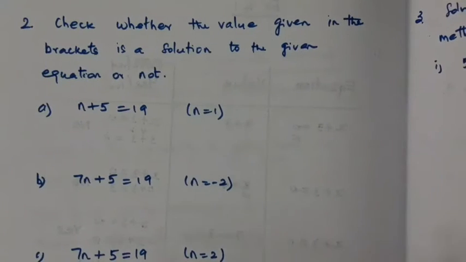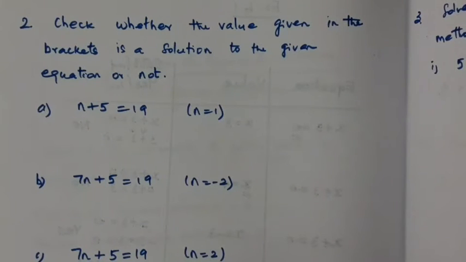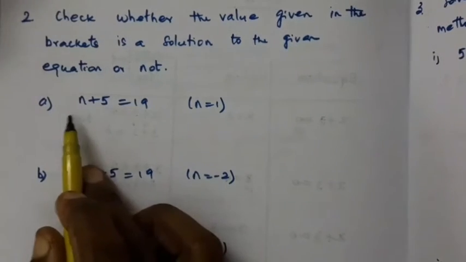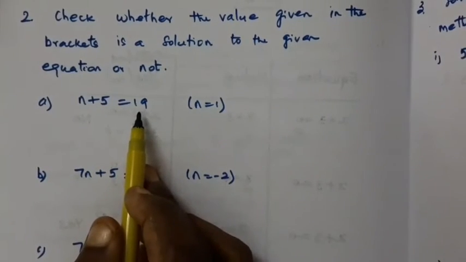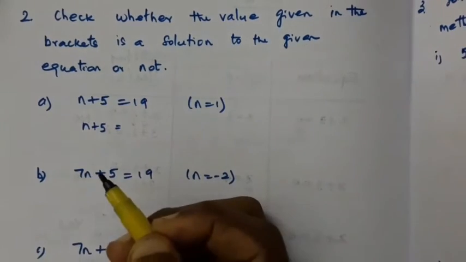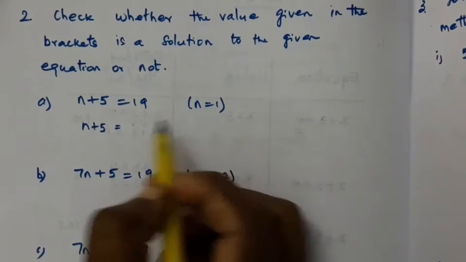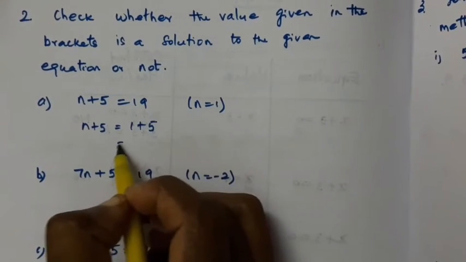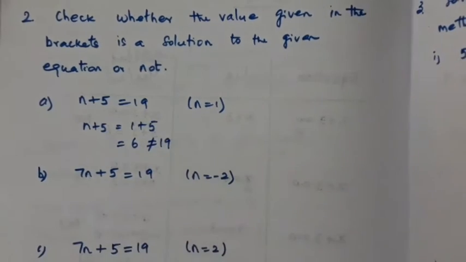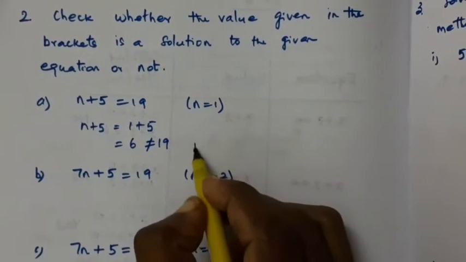The next problem is to check whether the value given in the brackets is a solution to the given equation or not. So what is that? n plus 5 is 19. Here, instead of this n, you have to write what is given in the bracket. n is 1, so 1 plus 5 is 6, which is not equal to 19. So n equal to 1 is not a solution.